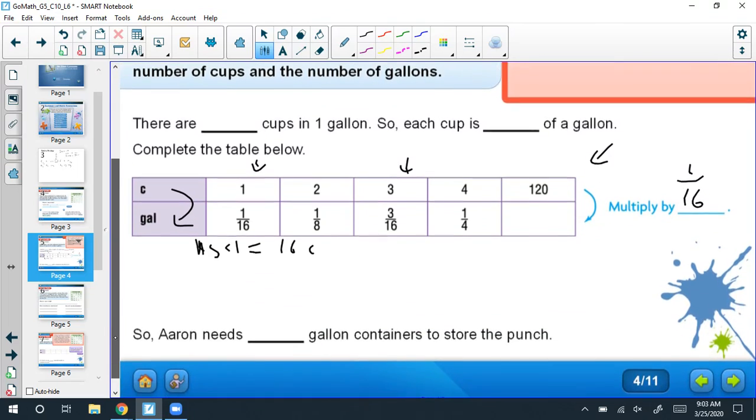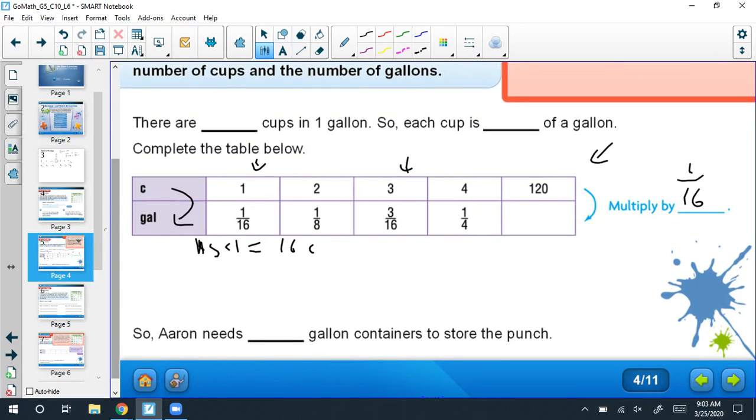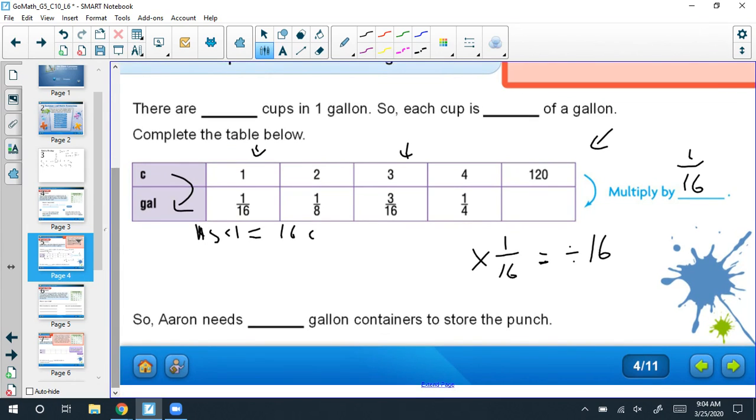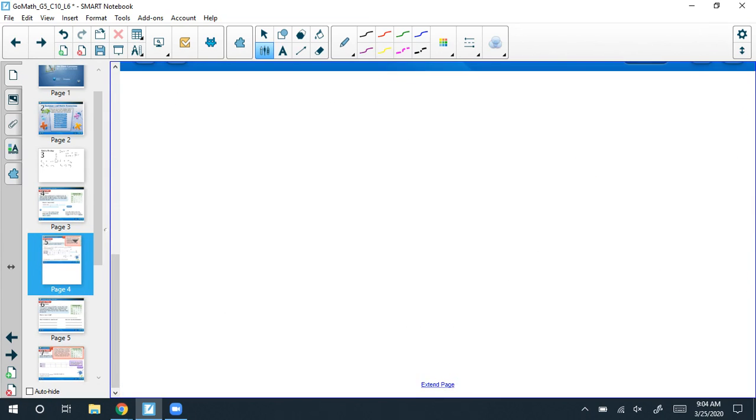We also should remember that just as multiplying by a fraction, instead of doing it this way, we could also divide by the denominator, especially if we're working with a unit fraction. So if we're working with a unit fraction, we can just divide by the denominator, which is what I'm going to do here. So I'm going to take 120 and I'm going to divide by 16. I'm going to make this just a little bit longer so that it's a little easier for us to work with. So 120 divided by 16.